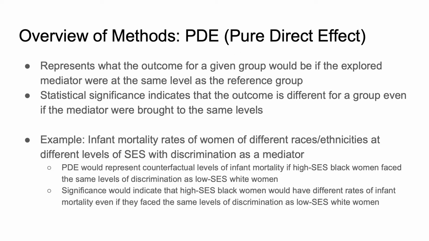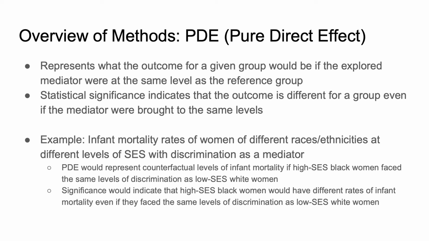In the next few slides, we'll be discussing some of the primary outputs of this approach and what each of them represent or indicate. We'll first be giving the general definition and then the definition in the context of one of the previously mentioned examples, specifically the discussion of infant mortality due to a mediator of discrimination for women from different racial or ethnic backgrounds at different levels of education, where education was used as a measure of socioeconomic status, or SES. We'll be using high SES black women as one of the comparison groups and low SES white women as the reference group, though different groups could certainly be selected for these comparisons.